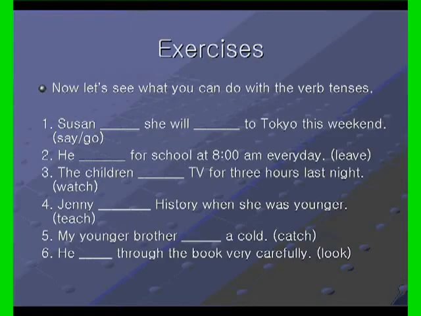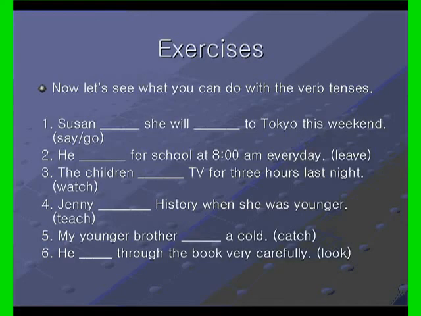Now let's just try a few exercises real quick and let's see what you can do with these verb tenses. Number one: Susan, she will to Tokyo this weekend. And the verbs we're going to use here are say and go. Susan told us these things in the past tense form. So it should be: Susan said she will go to Tokyo this weekend. Now, because of the word structure, we're going to use go in its simple form in this statement.